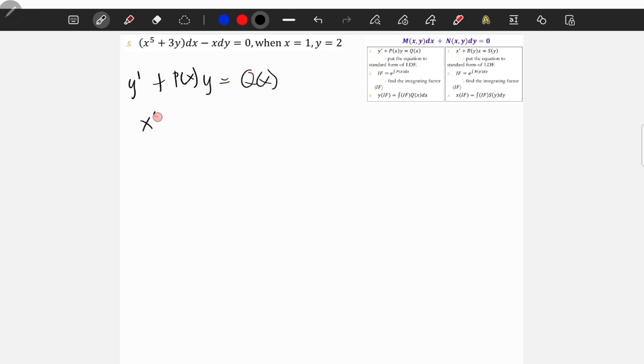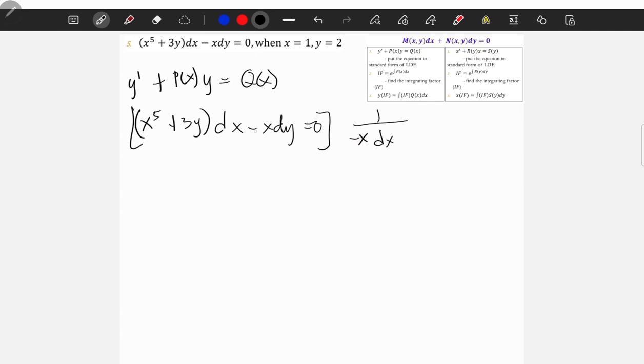So, copy first the equation. x to the power of 5 plus 3y dx minus x dy equal to 0. We want to have y prime. To do that, we will divide both sides by dx, right? So, dy over dx is y prime. And make sure the y prime is positive and has no variable, terms, or coefficient next to it. So we have to eliminate also the negative x. So divide both sides by negative x.